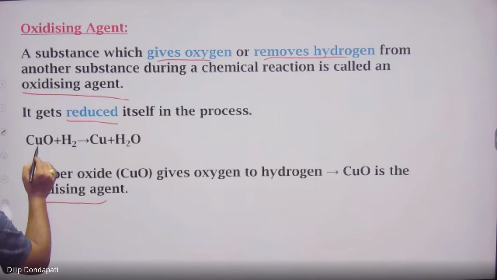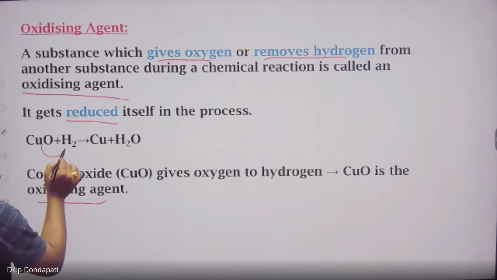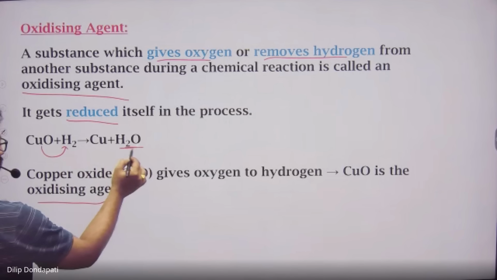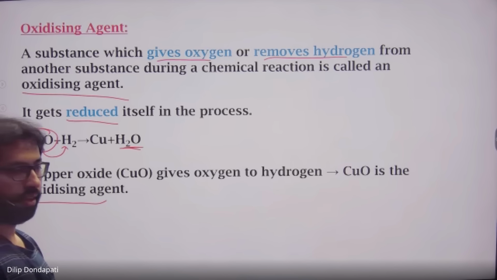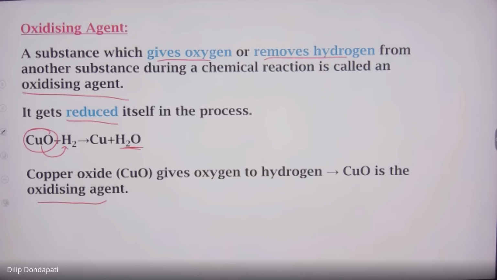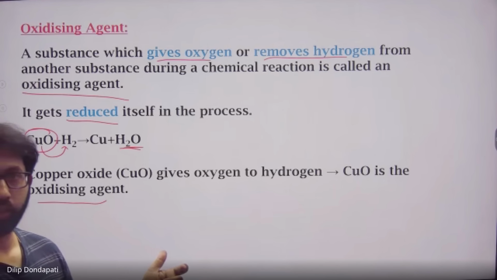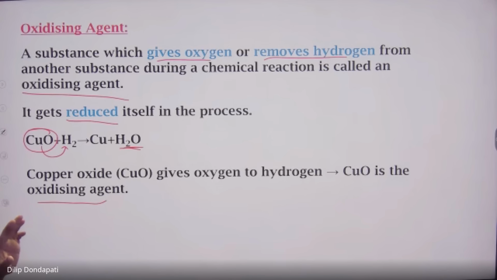Since this compound is giving oxygen to it and forms H2O, that's why it is called an oxidizing agent. In the exam they'll give the equation. They'll tell you to find which is the reducing agent, which is oxidized, which is reduced. Those are different. This is different, right? Oxidized and reduced are different. Agents are different.